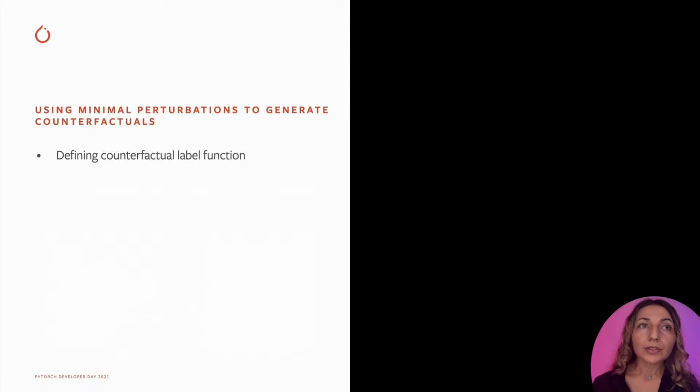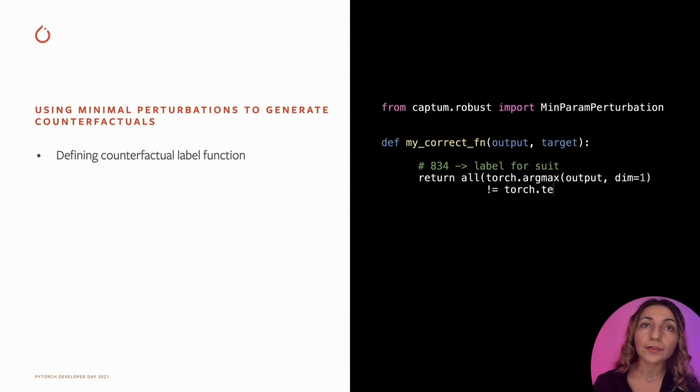Note that we can also use the perturbations not only to generate adversarial examples, but also counterfactuals. In this example, we use the minimum param perturbation method to generate counterfactual examples. More specifically, we would like to know how much we should change our input image of a train so that it gets misclassified as suit.